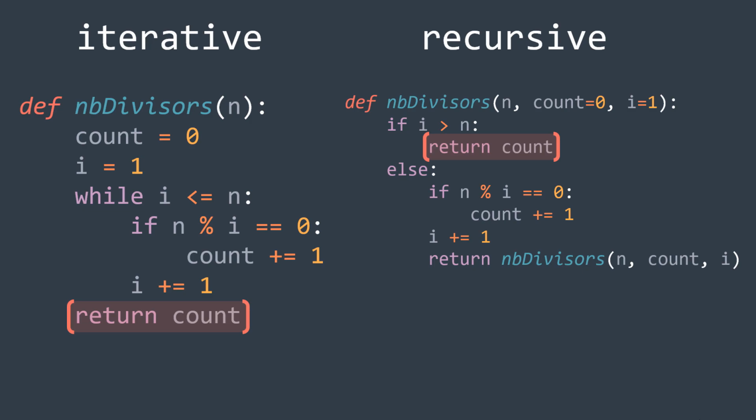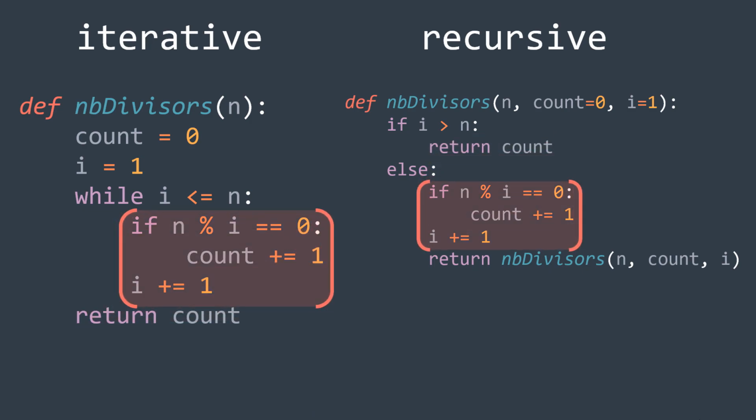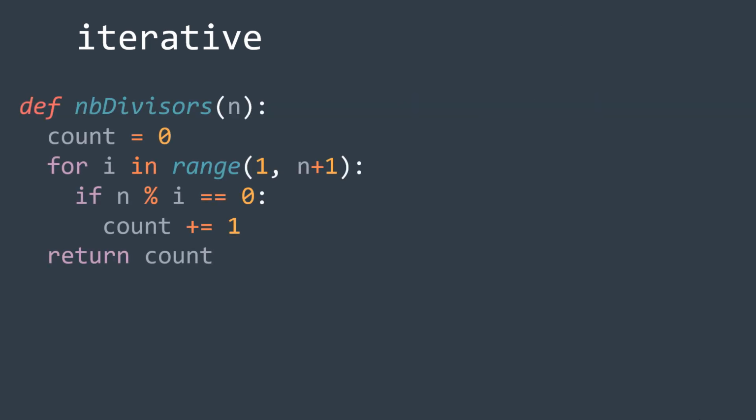And in the recursive case, we write what's inside the loop, and we don't forget to return the recursive call with the same parameters to move to the next iteration. So this recursive function will keep running until i exceeds n, where it returns count. Let's do it now with the for loop iteratively. This is what the function would look like.